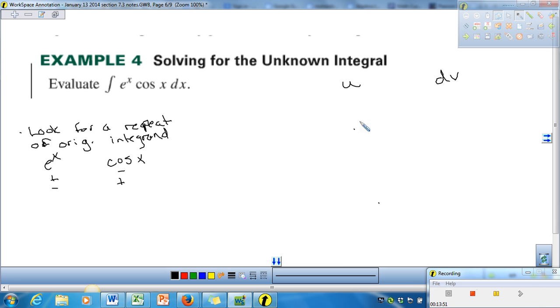So let's choose e to the x for our u, and we'll choose cosine x for our dv.